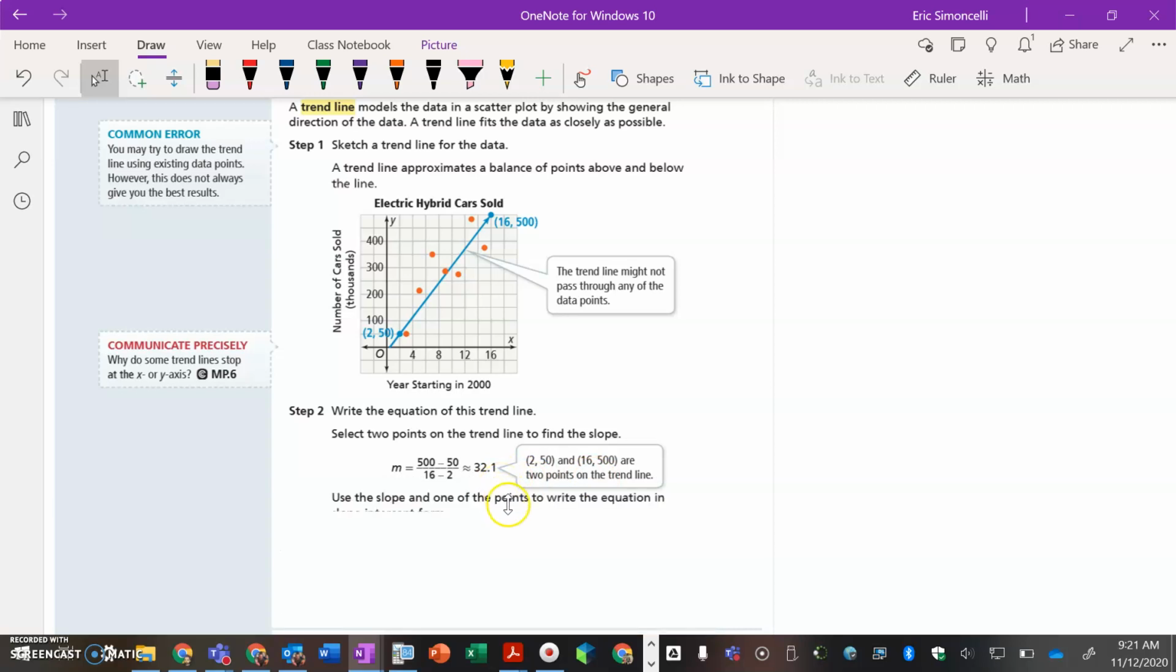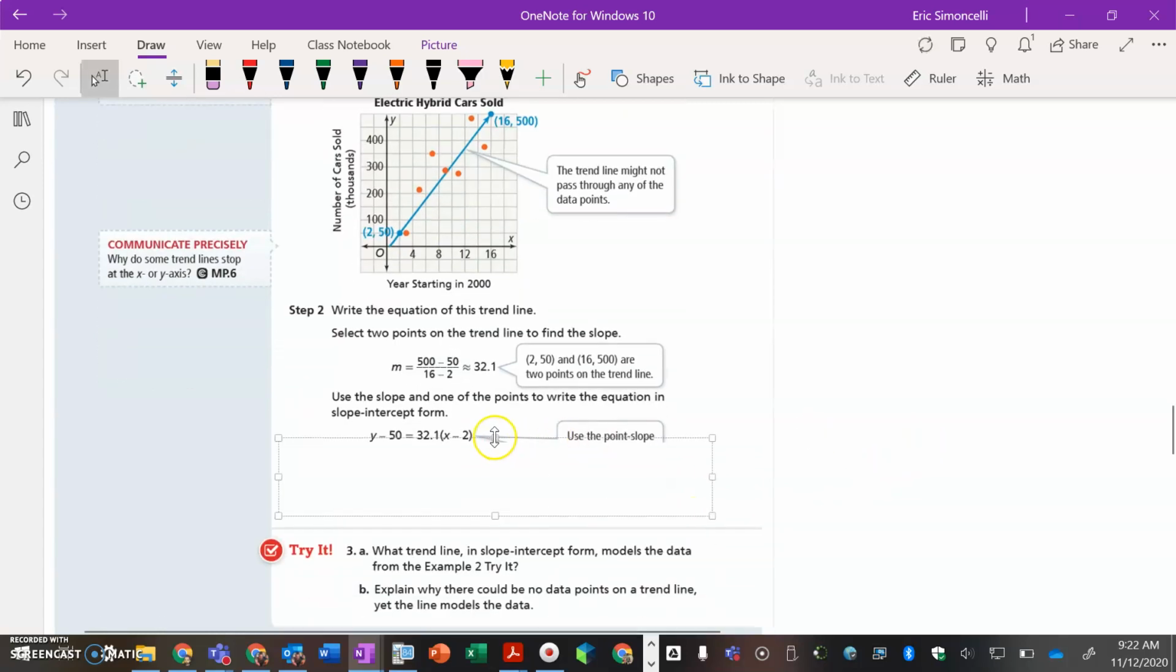Then you use the slope and one of the points to write the equation in slope-intercept form. In this particular instance, they used point-slope form first. If you recall, point-slope form is y minus y1 equals m, the slope from above, times x minus x1. Now, they chose 2,50 in context as x sub 1, y sub 1.